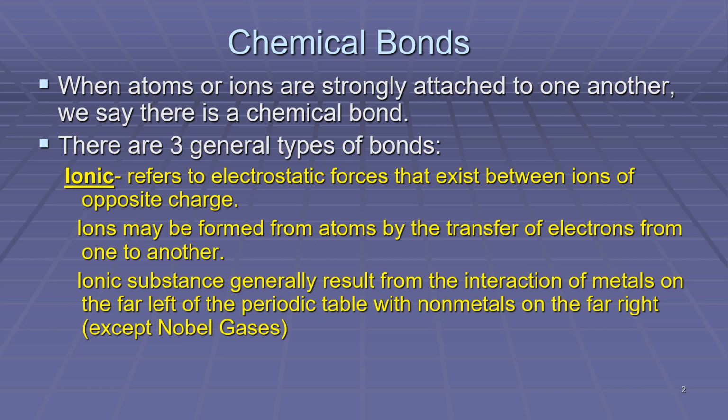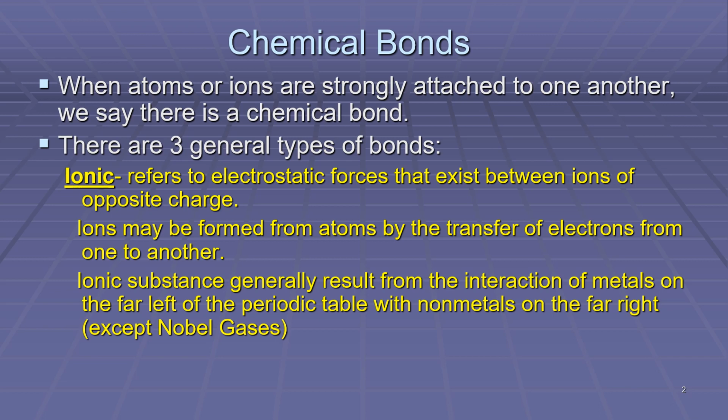And there are three general types of chemical bonds. The ionic bond, which we've talked about before, is just a force when ions of opposite charges are attracted to each other. So that's called an electrostatic force. We know that the ions can already be formed, or they can be formed from atoms by the transfer of electrons, and we'll talk about that near the end of the chapter.